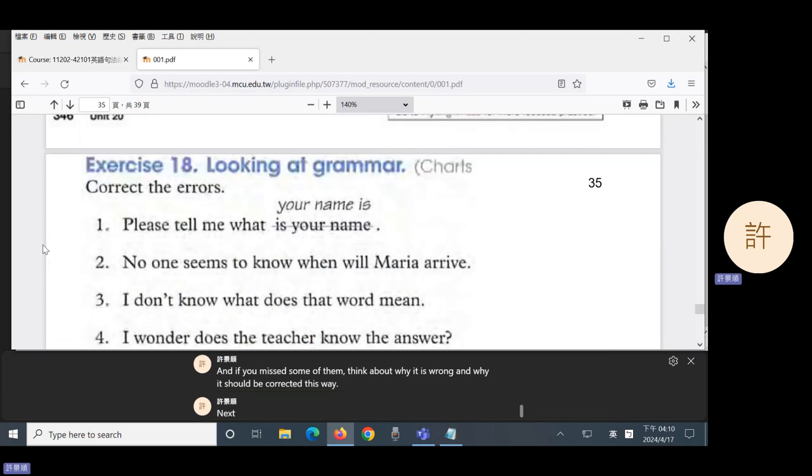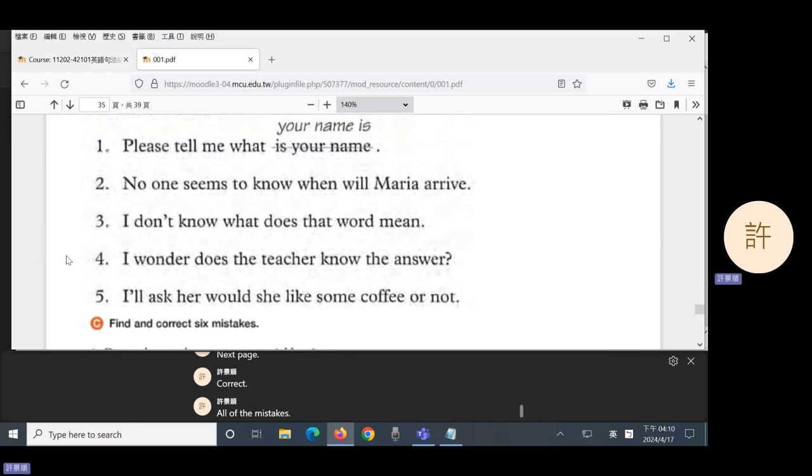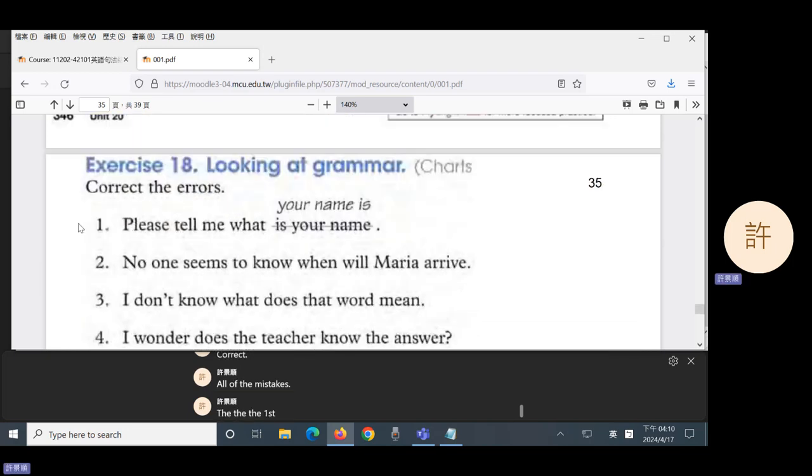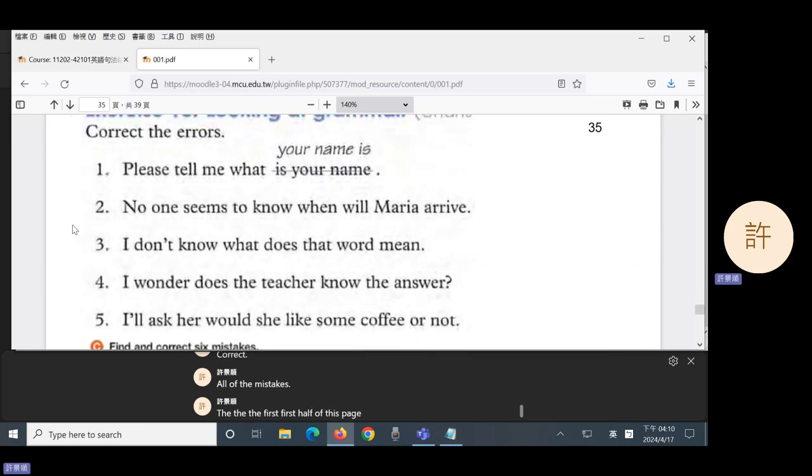Next page. Correct all of the mistakes. The first half of this page, 4 questions. I think they're all related to noun clauses, so I'll give you 2 minutes.